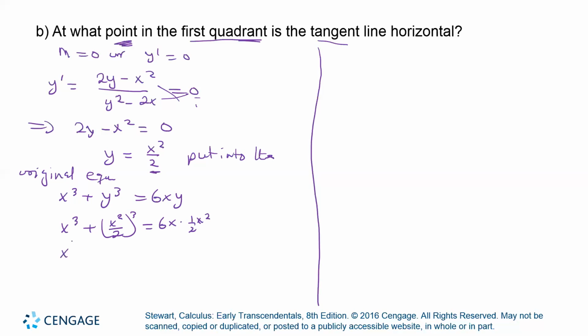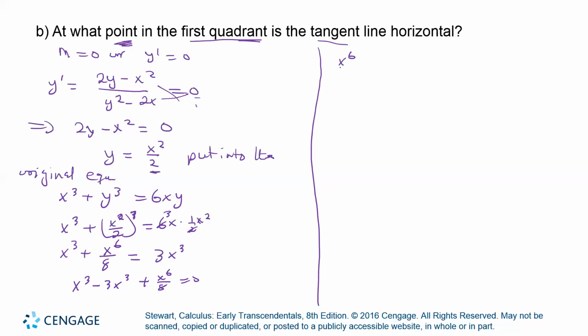Well, that gives us x cubed. And then if you have squared and then cubed, that gives us x to the 6 over 8 equal to 6 times 1/2, which is 3. That gives us 3x cubed. So then, we are solving for x, so let's bring all to one side. That gives us x cubed minus 3x cubed plus x to the 6 over 8 equal to 0.